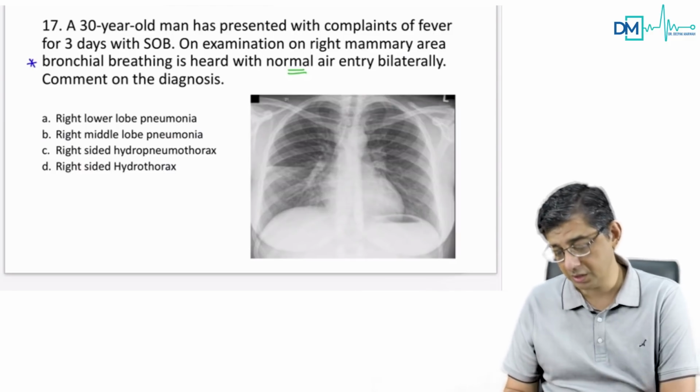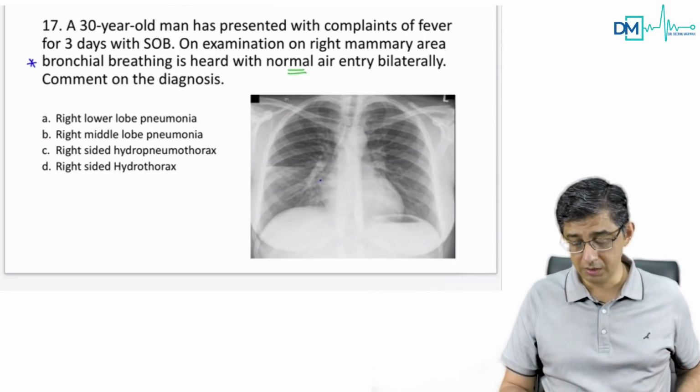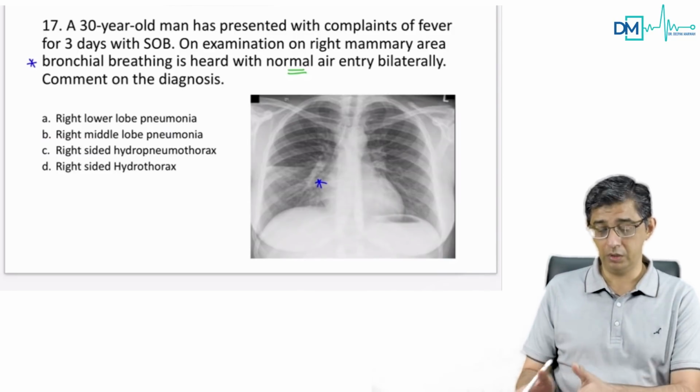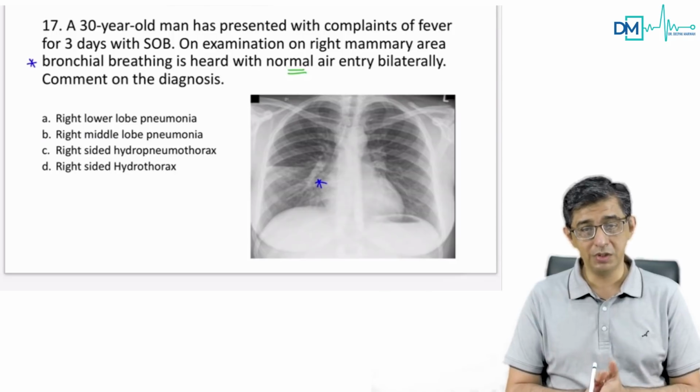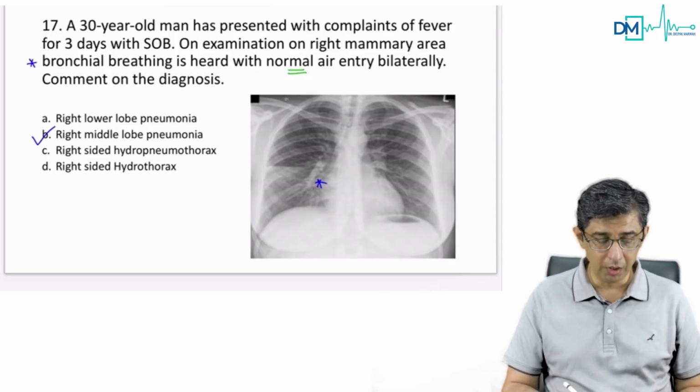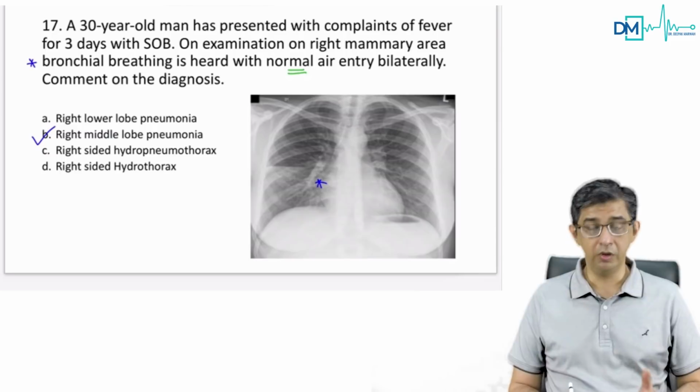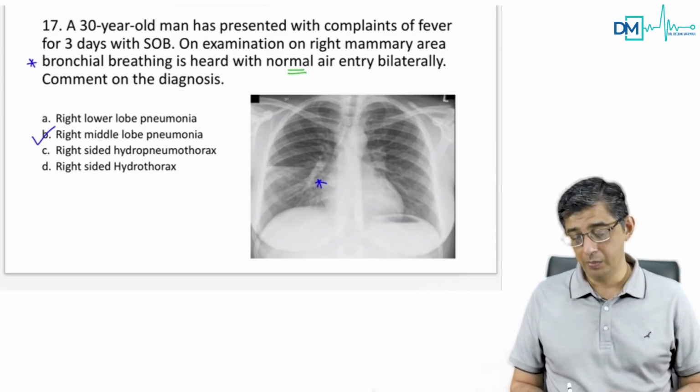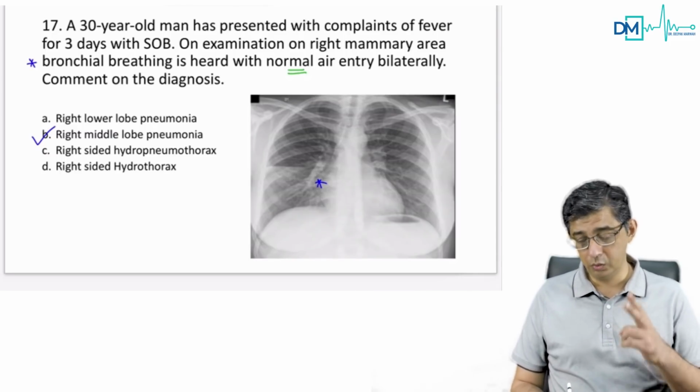This question has been asked earlier also. You can see a very classical silhouette sign, no? The cardiac border, the heart is also white, the lung is also white. So this is definitely a right middle lobe pneumonia. We'll do a more detailed discussion of ruling out other options in the main section of the app, but please go through this MCQ.